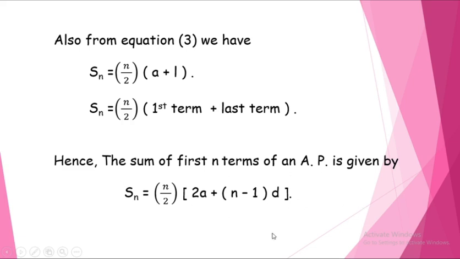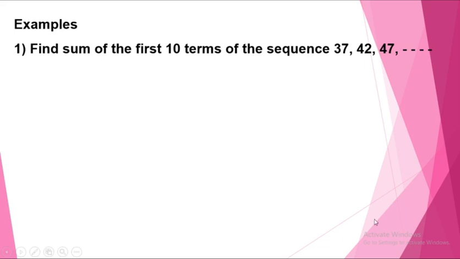Now we solve some examples corresponding to this formula. We take first example. Find the sum of first 10 terms of the sequence 37, 42, 47 and so on.